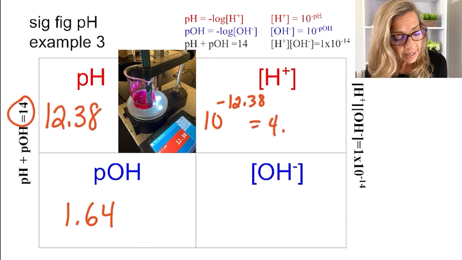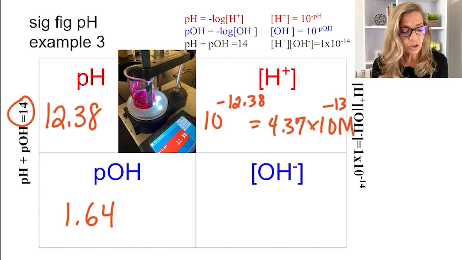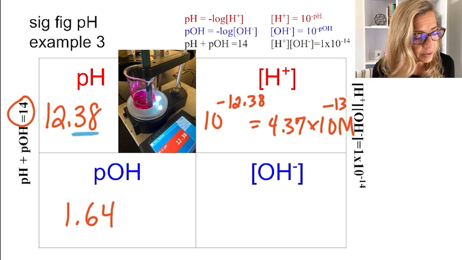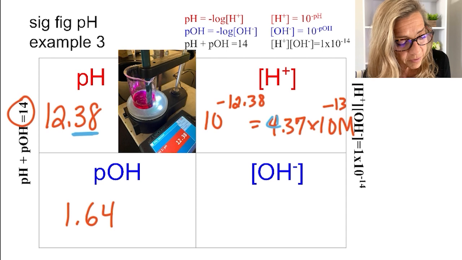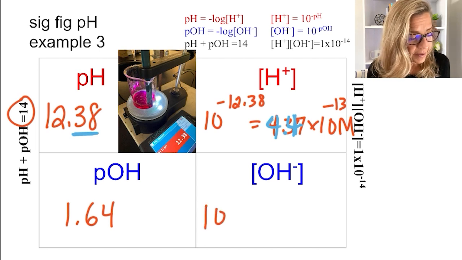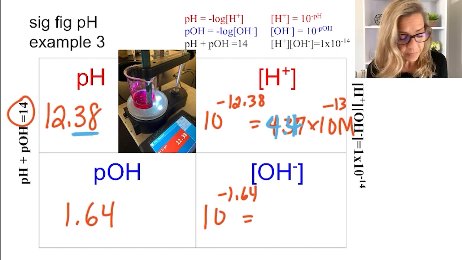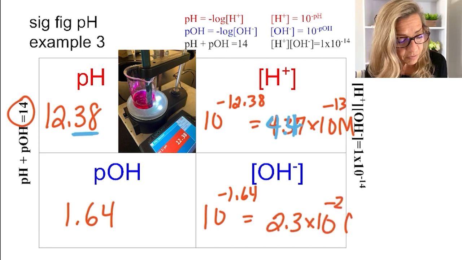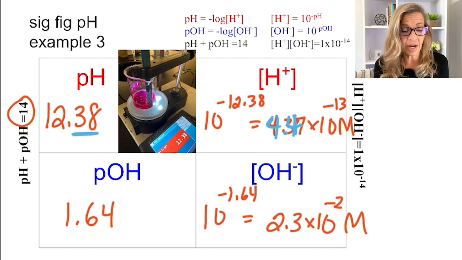We can't leave it like this. 4.37 times 10 to the minus 13th molar. Super small number. Now, let's look at sig figs right here. I'm going to actually go with a 4.4. So those are my sig figs, 4.4 times 10 to the minus 13th. Okay, and then coming on down here to the hydroxide concentration, 10 to the negative 1.64 is going to be 2.3 times 10 to the negative 2 molar. Very concentrated, right? This is basic.